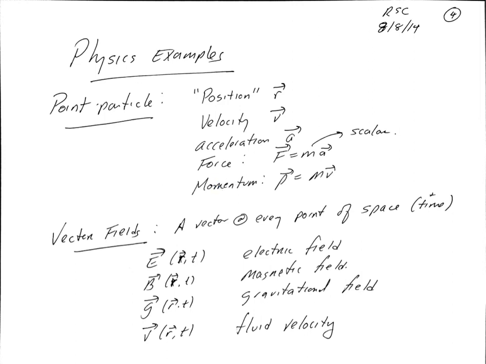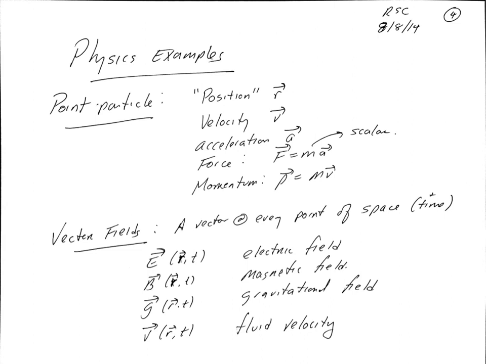Force, the force acting on a point particle, is a vector. And Newton's second law is an expression in the form F equals ma. This incorporates scalar multiplication here. m, mass, inertial mass, is a scalar. It has only a magnitude but no direction. Momentum, similarly, is m times v. It's scalar multiplication of velocity by mass.